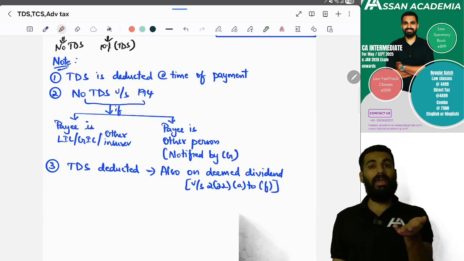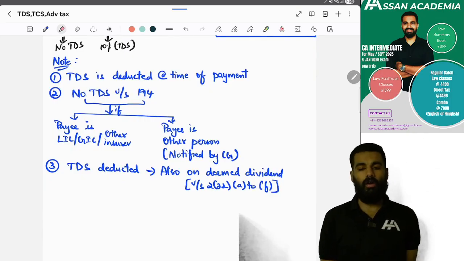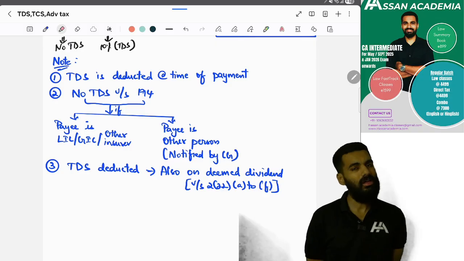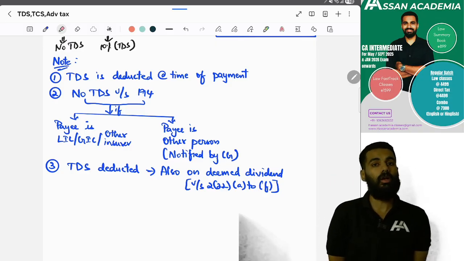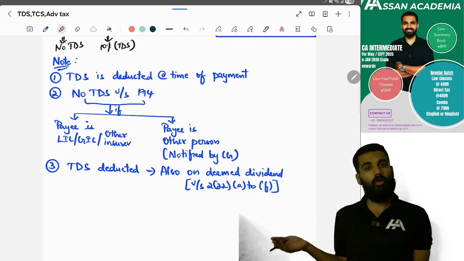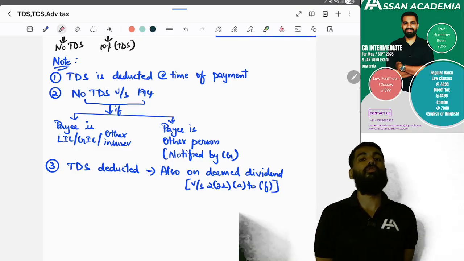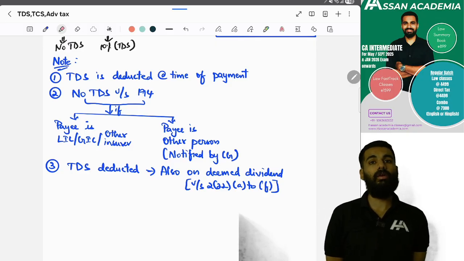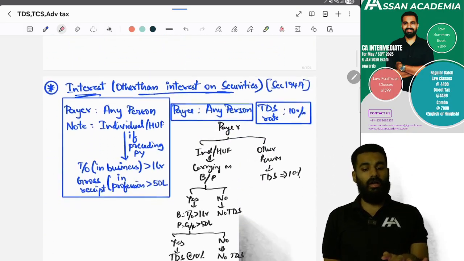And for insurance, if the payee is an insurance company or central government notified person, then TDS will not be deducted. Till now, central government has not notified. But tomorrow, if it notifies, for them also, for the dividend, it will not be deducted. Even deemed dividend also, you have to deduct TDS.